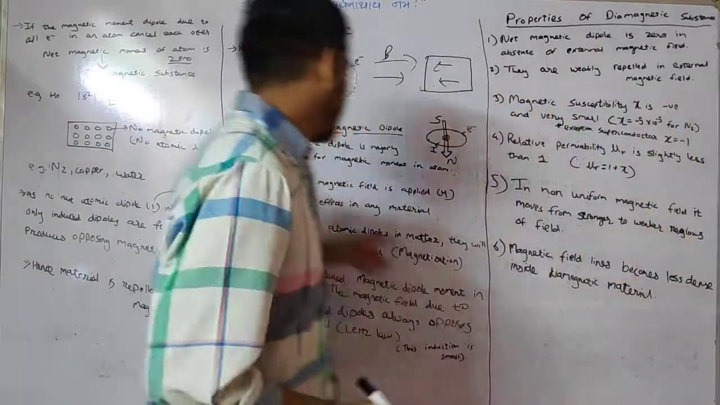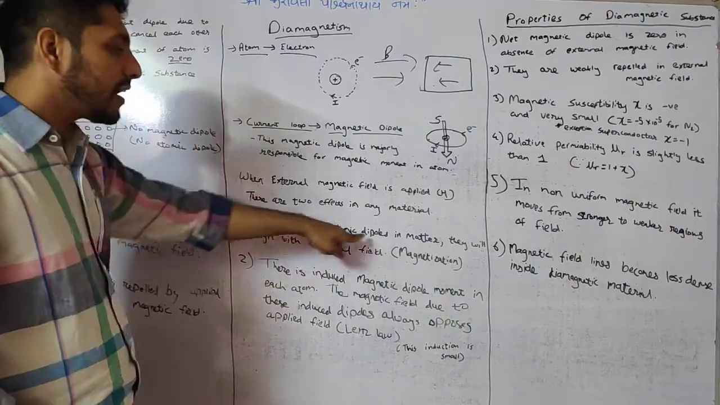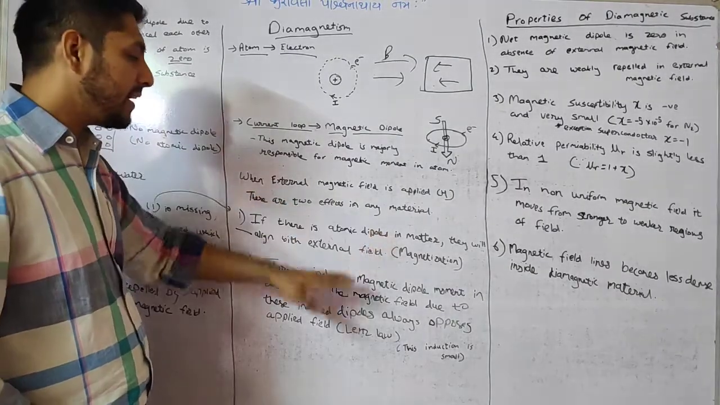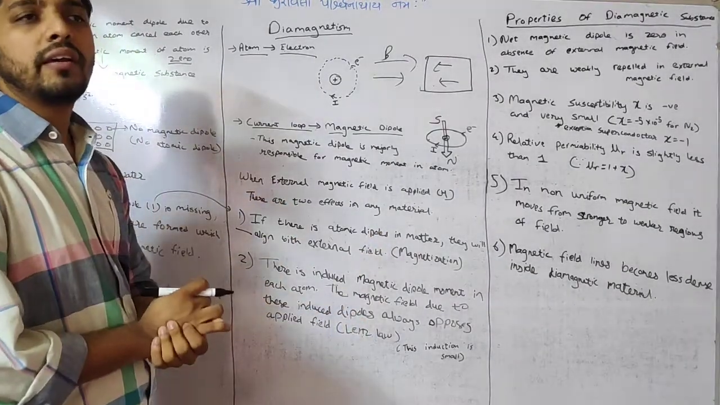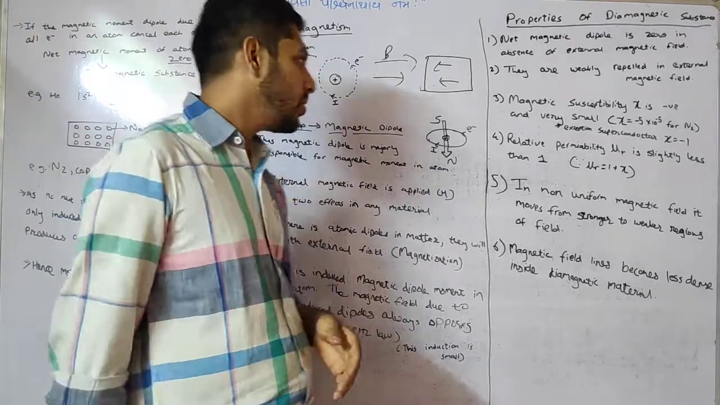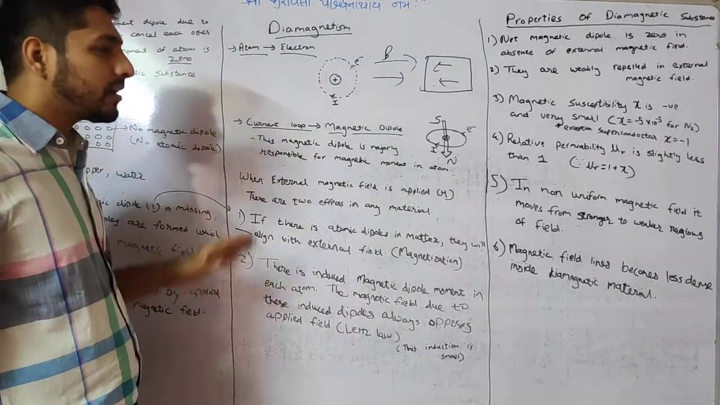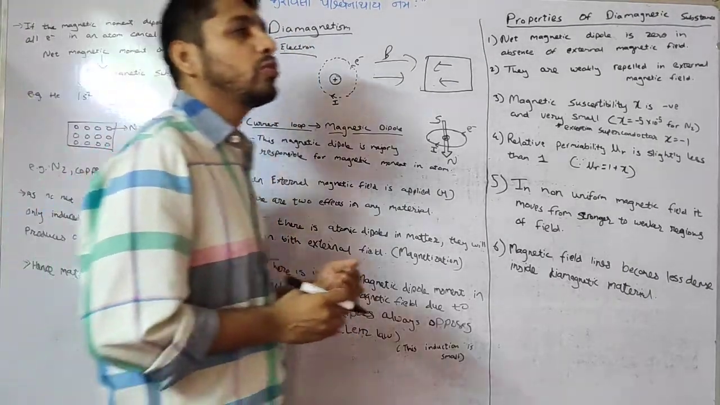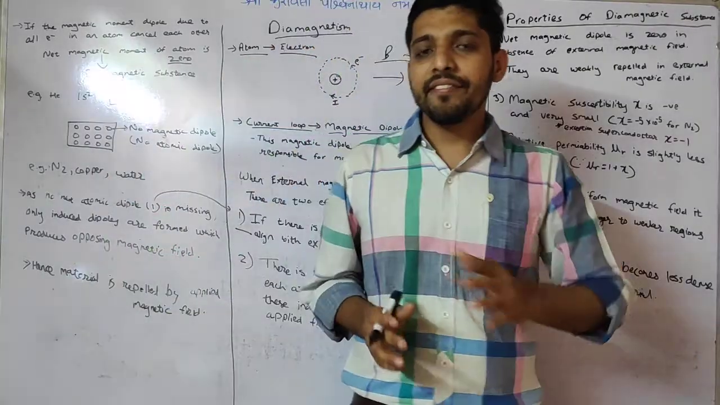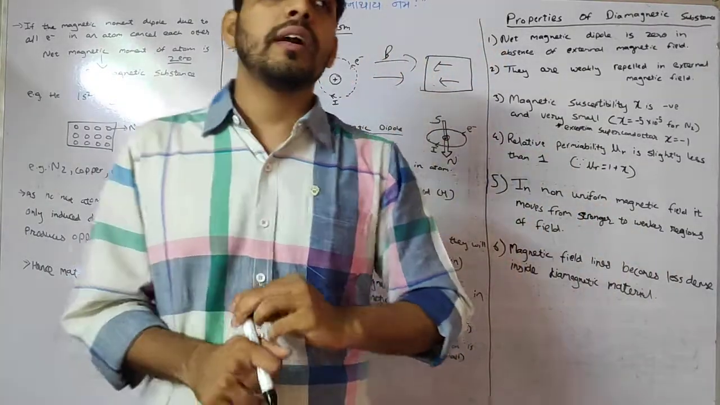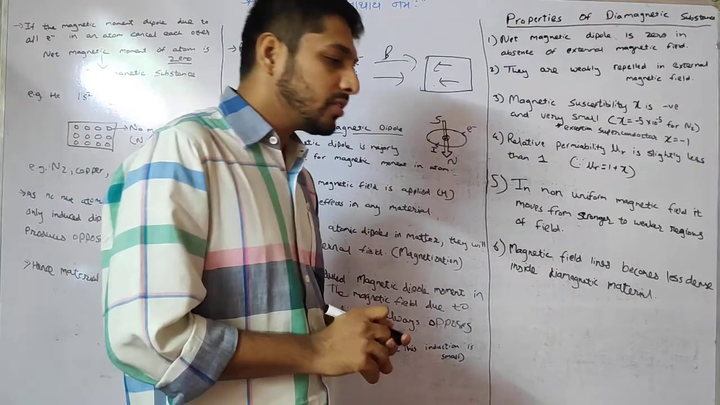Only in case that the first part is missing, when there are no atomic dipoles, at that time only this induced effect will come into action. Okay, so I hope it is very clear how magnetism is produced in any material. If this is clear, then we will move towards diamagnetism. That is our today's topic.